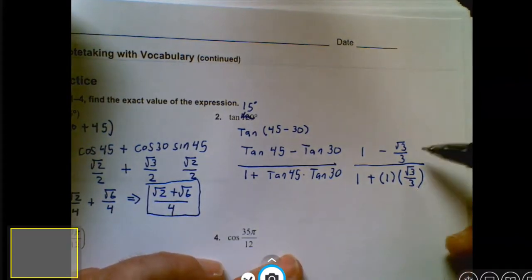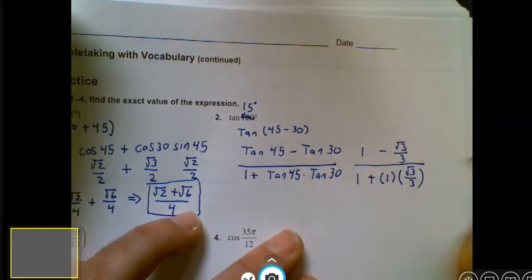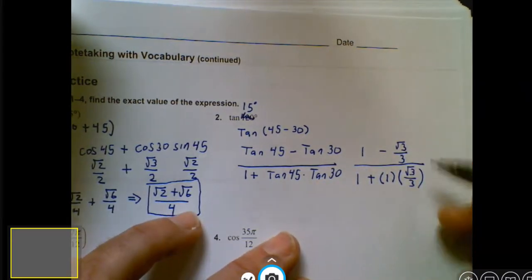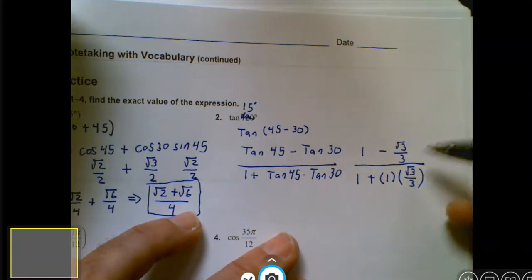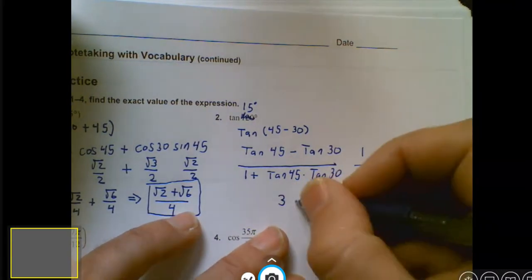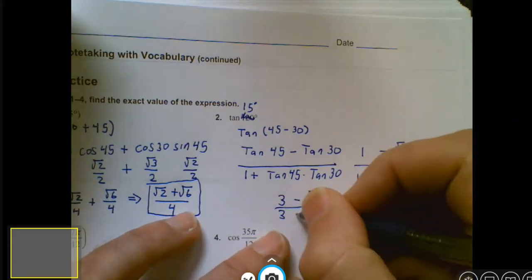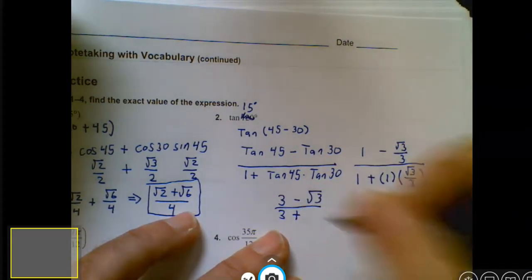Let's get some common denominators. On top, think of this as 3 over 3. Actually, let me just say it this way, this will be easier. I'm going to multiply everything by 3, and that's going to clear out these denominators that you see right there. So I'm just going to distribute 3 to everything. And that gives us this.